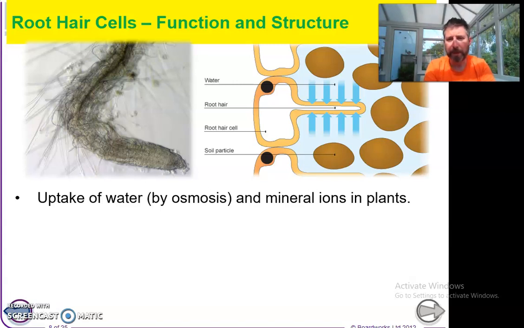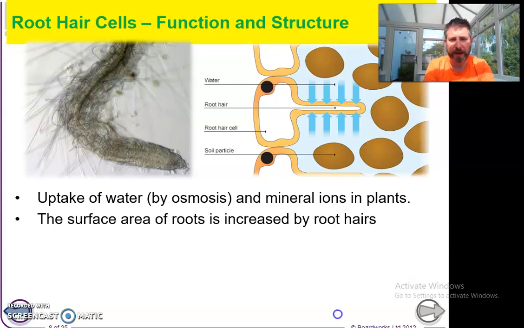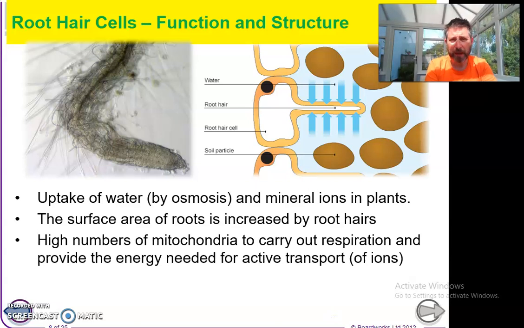But the mineral ions that they need, and plants need minerals for growth, there's a very low concentration in the soil, which means that they have to actively transport those ions from the soil into the cell. So how are they adapted for this?